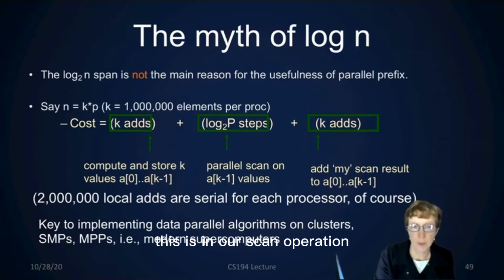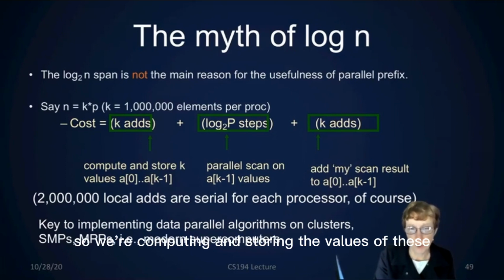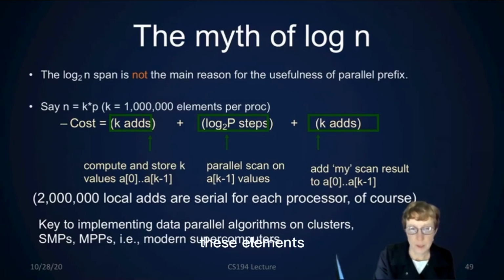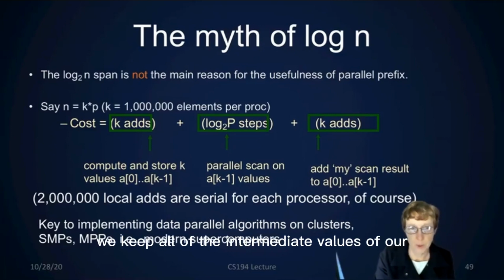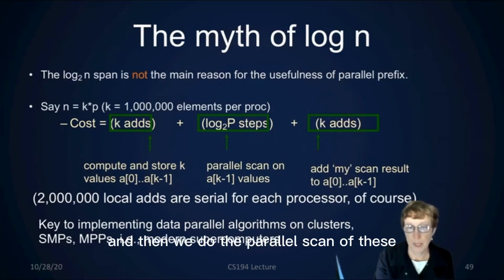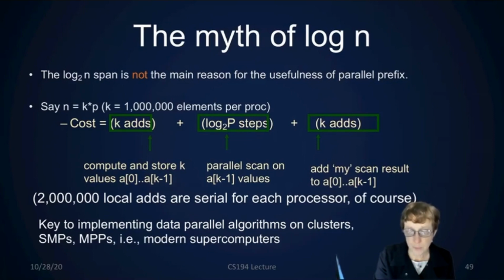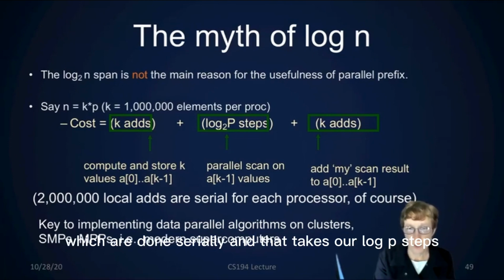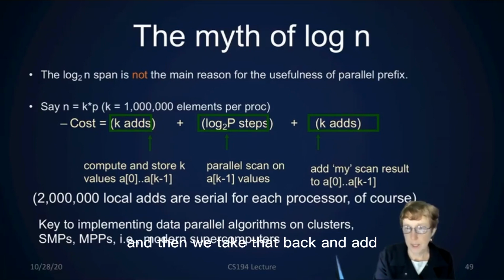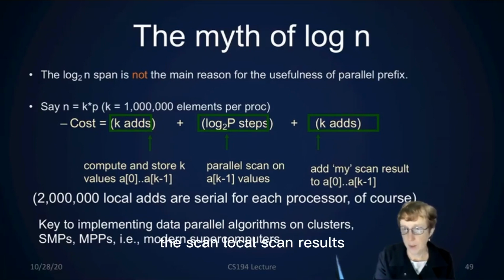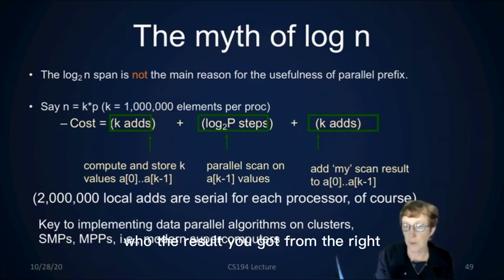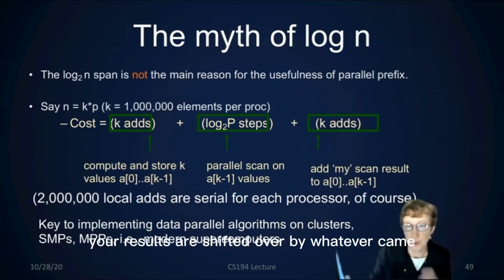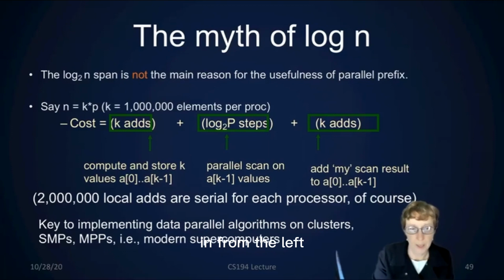This is in our scan operation. So we're computing and storing the values of these elements. We keep all of the intermediate values of our K elements, so A0 up to AK minus 1. And then we do the parallel scan of these values that are the rightmost values that come out of each of the local scans, which were done serially. And that takes our log P steps. And then we take that back and add the local scan result to the result you got from the right. That'll give you your results shifted over by whatever came in from the left.